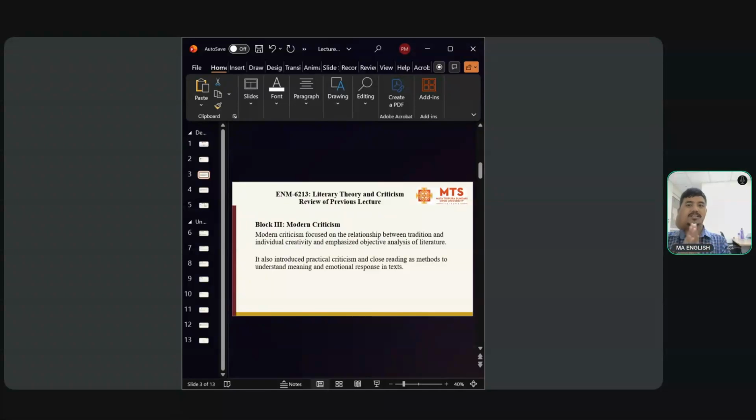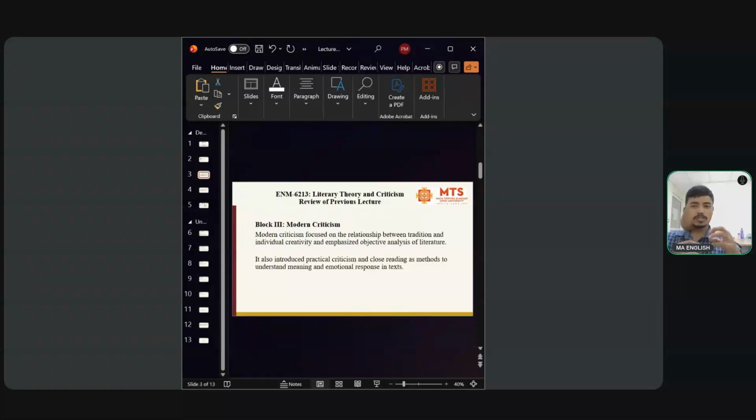We have also discussed the relationship between tradition and individual creativity, which was famously developed by T.S. Eliot, who argued that a new literary work is always in conversation with the great works of the past. A writer does not work in isolation, but writes within a tradition, and the best writing not only inherits but also refreshes the tradition.